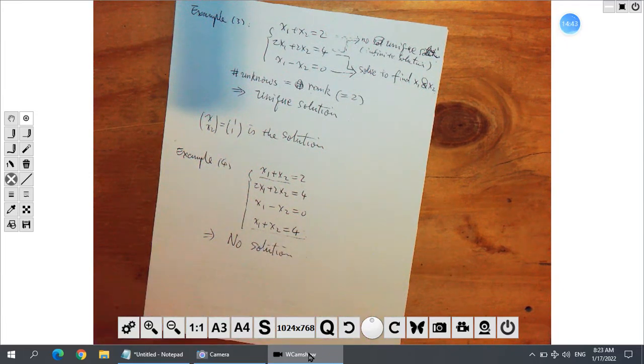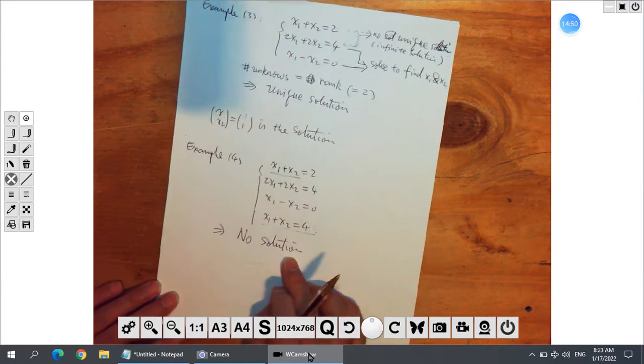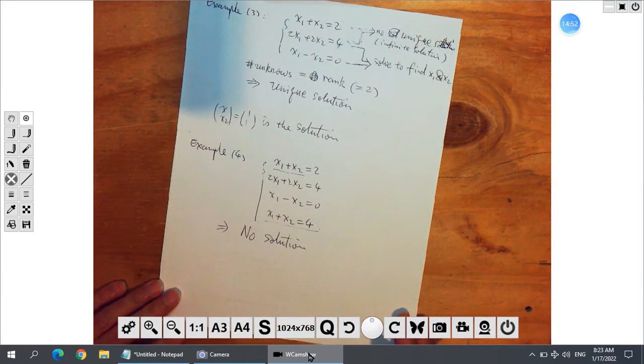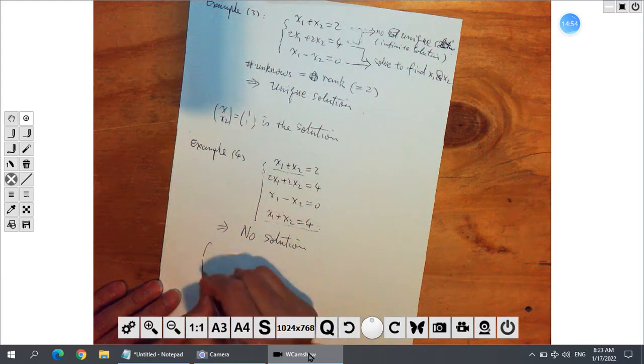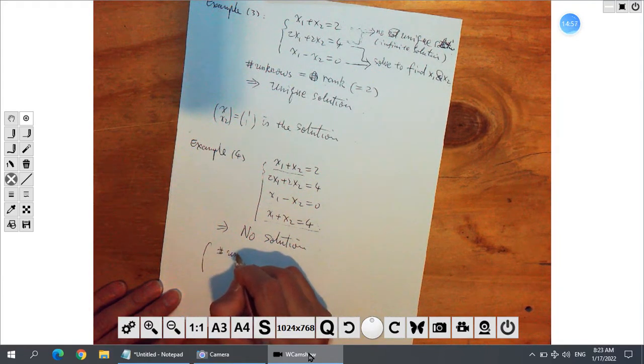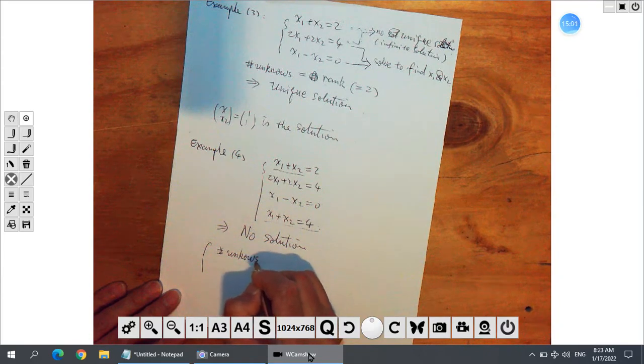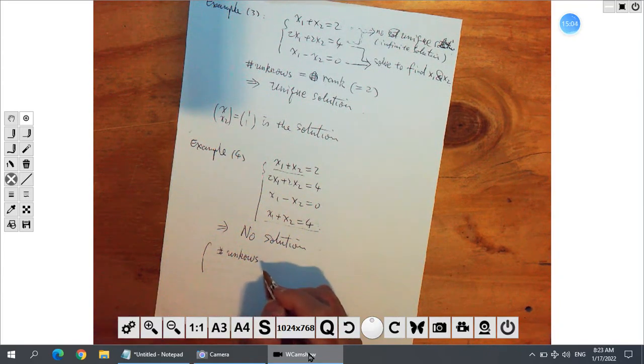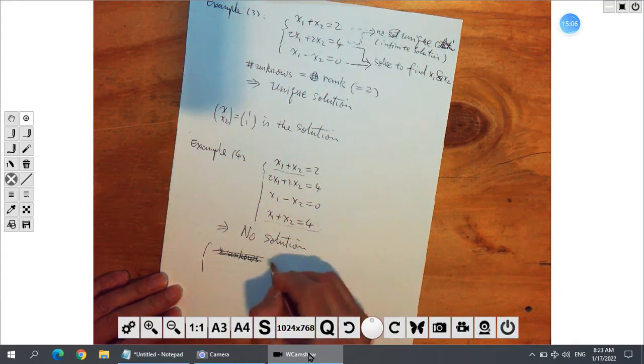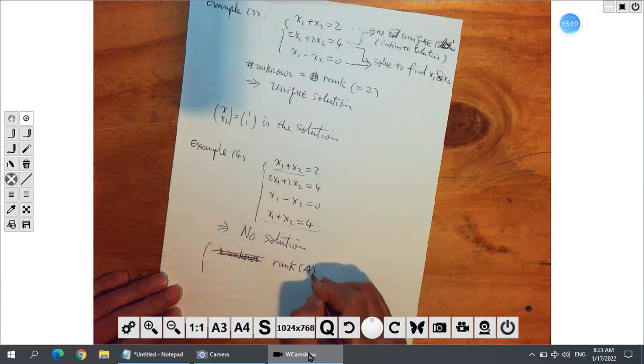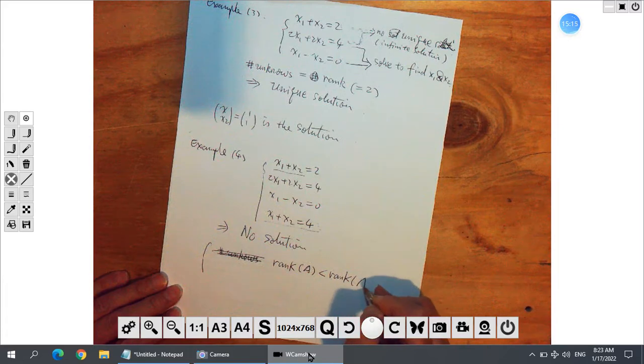No solution. Now how to describe the case? Why is there no solution? Oh, this is not the case. I just don't use the number of unknowns. I say the rank of A is smaller than the rank of AB.